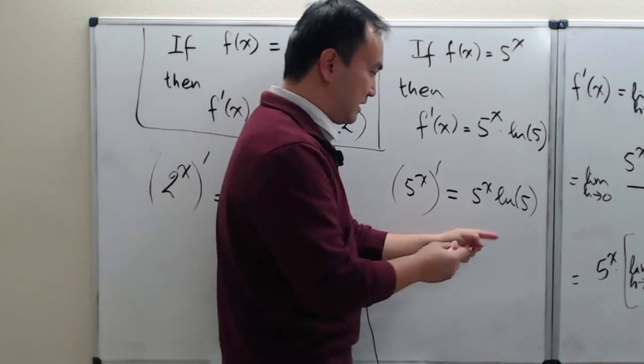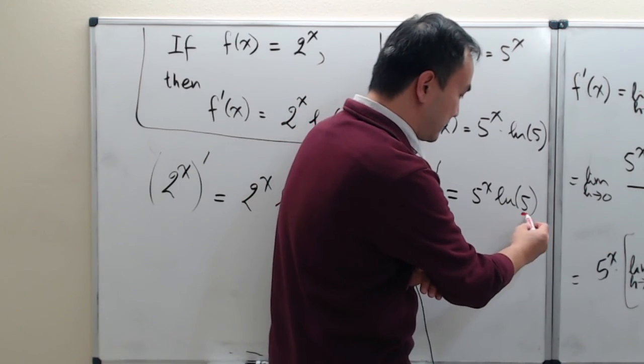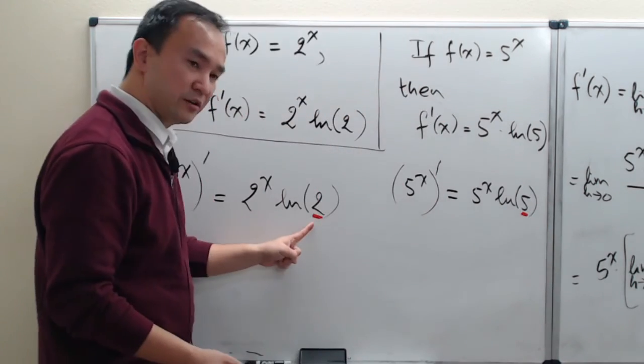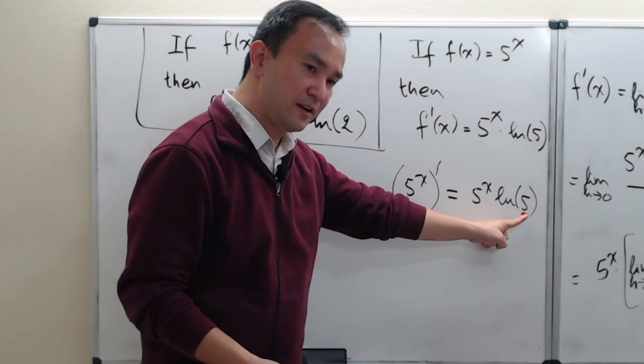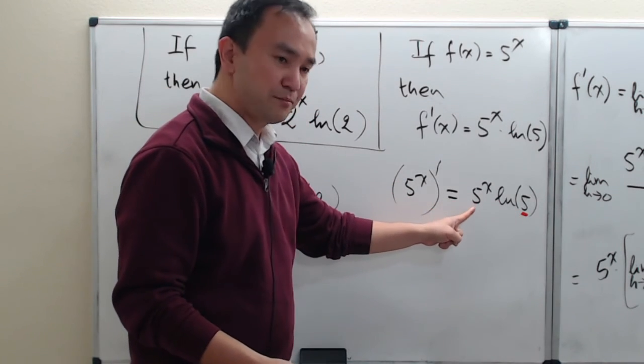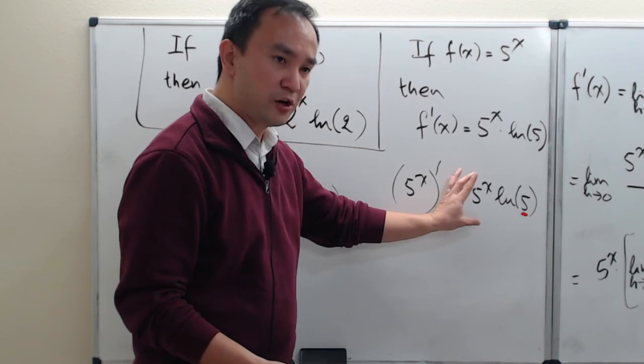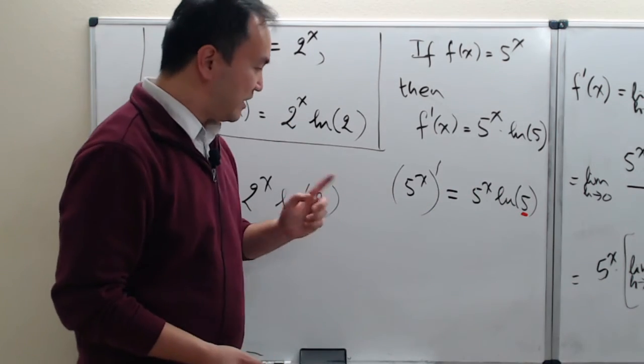Okay, and then this 5 here, it looks like it's the same way I recognized the 2 here earlier. Again, that 5 here is agreeing with the base 5 back in our original 5 to the x function. So now in that way.